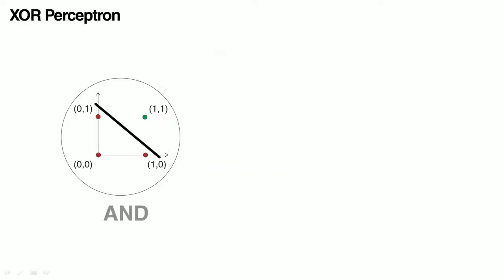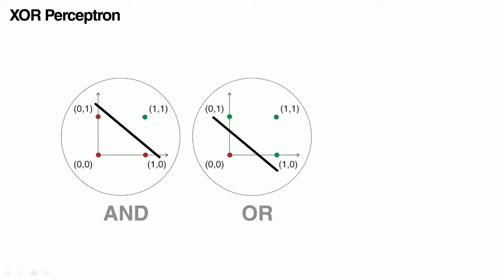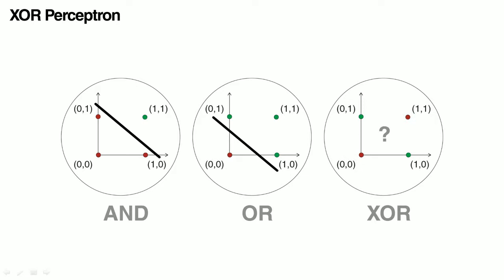The AND operator handles a very simple linearly separable problem. There are other logical operators as well. You also have the OR operator that only fires if at least one of the inputs is a 1. Again, this is a linearly separable problem. We also have the exclusive OR, or XOR, and this one fires if exactly one of its inputs is a 1. And we have a problem here because obviously the problem is not linearly separable.